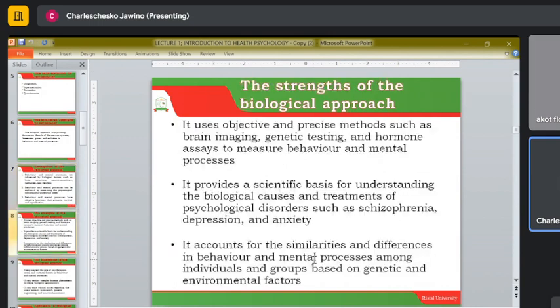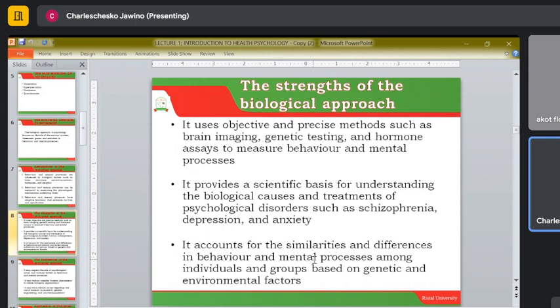Strengths of this approach, these are some of the factors that define the biological approach. Strengths: it uses objective and precise methods, for example, brain imaging, genetic testing, hormone assays. Like I've said, it tries to measure the levels of these chemical substances to tell a deviation in behavior. That's a strength that defines this approach.